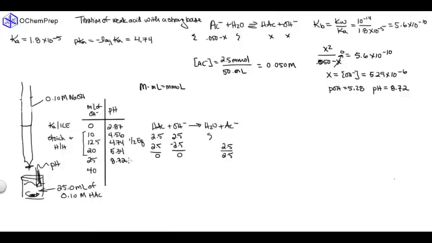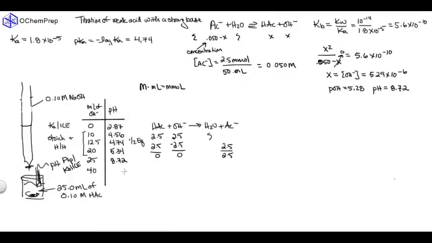8.72. Now, remember, at the equivalence point, you have to flip and use Kb and use an ICE chart. And remember, with an ICE chart, you have to use concentration and not stay in millimoles.